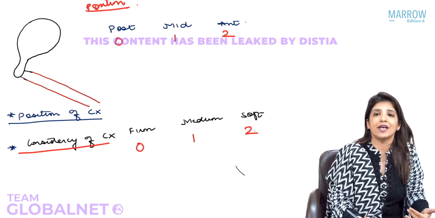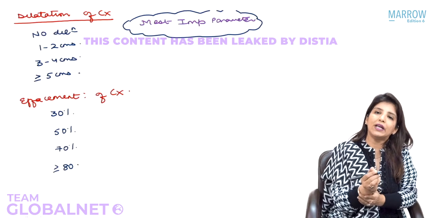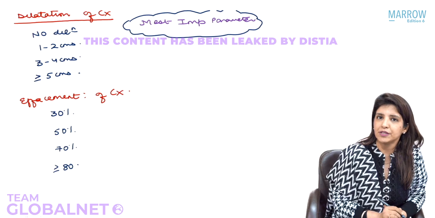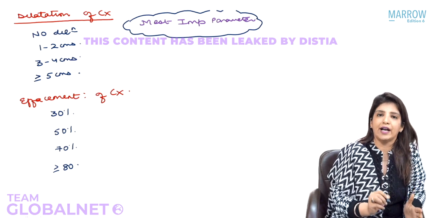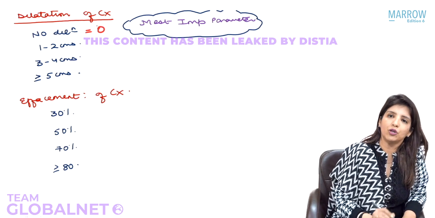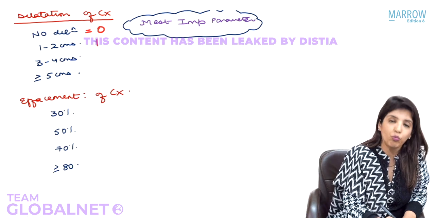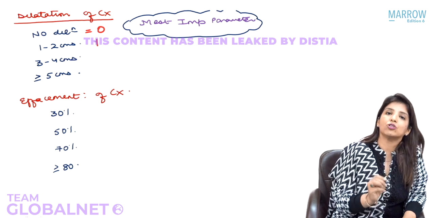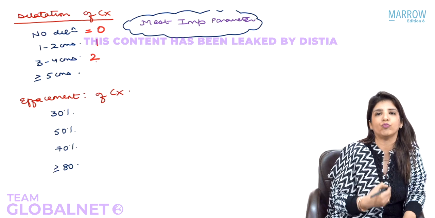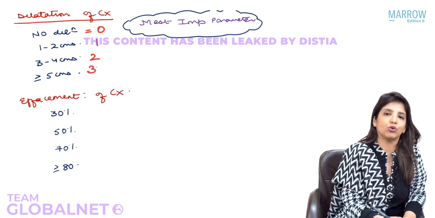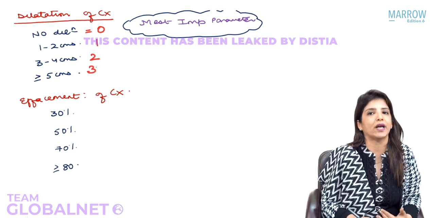Now you are going to assess the dilatation of the cervix. All of you know that a fully dilated cervix is 10 centimeters, right? So if the cervix is closed, not dilated at all, I will give it a score of 0. If the dilatation is 1 to 2 centimeters, I will give it a score of 1. If the dilatation is 3 to 4 centimeters, I will give it a score of 2. And if it is more than or equal to 5 centimeters, I will give it a score of 3. So in case of dilatation of the cervix, the maximum score which you can give is 3.